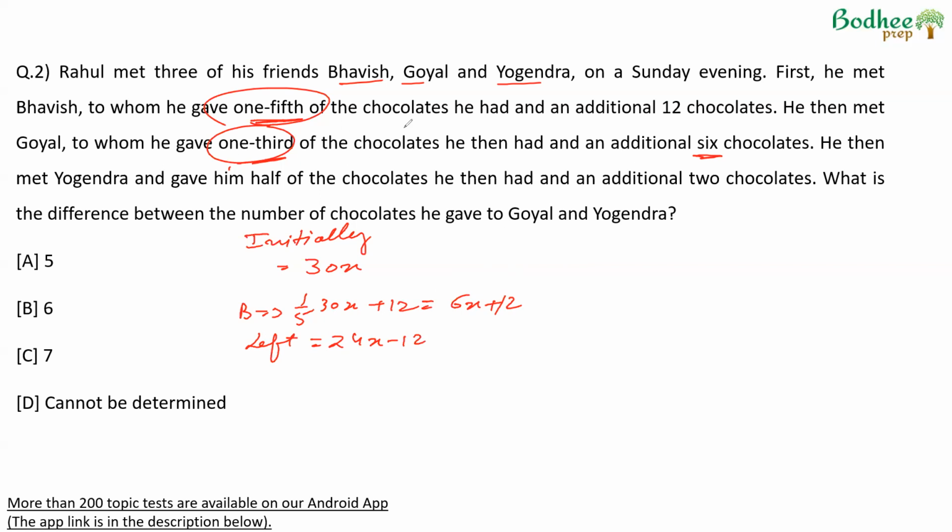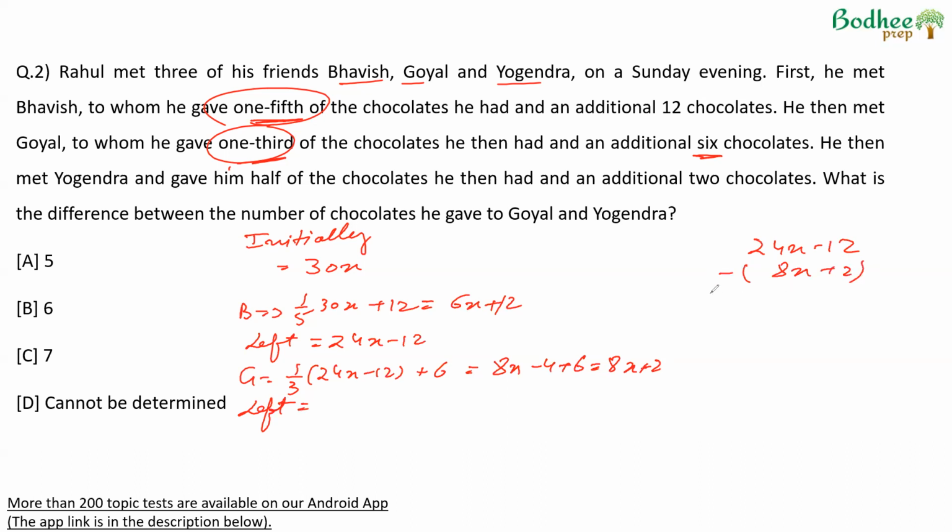He then met Goyal, to whom he gave one third. So for Goyal, it will be one third of 24x minus 12 and an additional 6, so plus 6. This will be 8x minus 4 plus 6, which is 8x plus 2. And therefore, now the chocolates left will be 24x minus 12 minus 8x plus 2. So this is 24x minus 8x, 16x, and minus 12 minus 2 is minus 14. Therefore, the number of chocolates left is 16x minus 14.